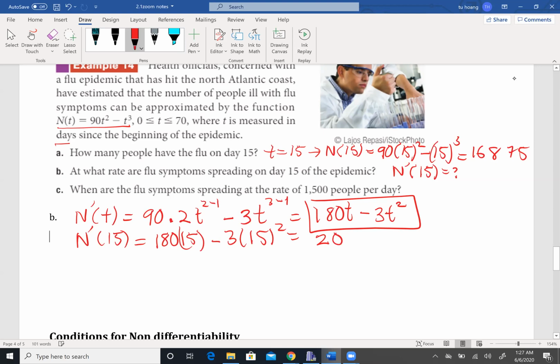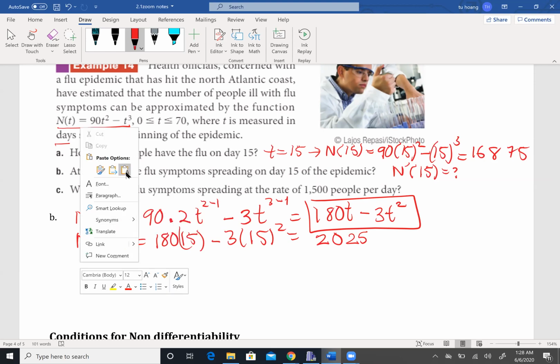Oh, I forgot the number. 25. Okay, and what does that mean? So what does that mean? Since day 15, the rate of people getting flu is increasing by about 2025 people from day 15 to 16, right?